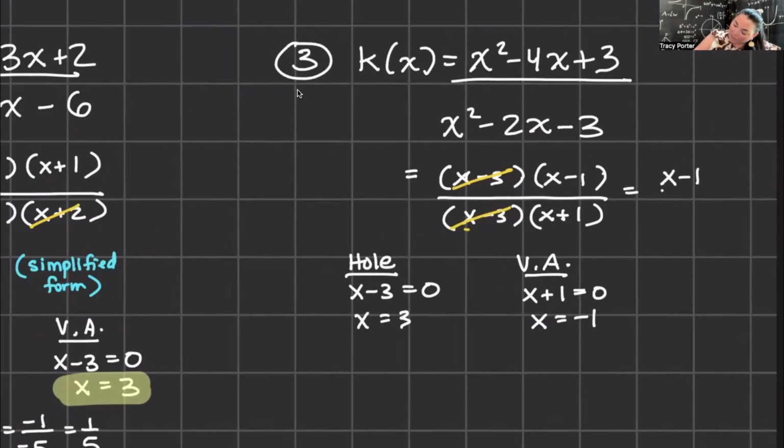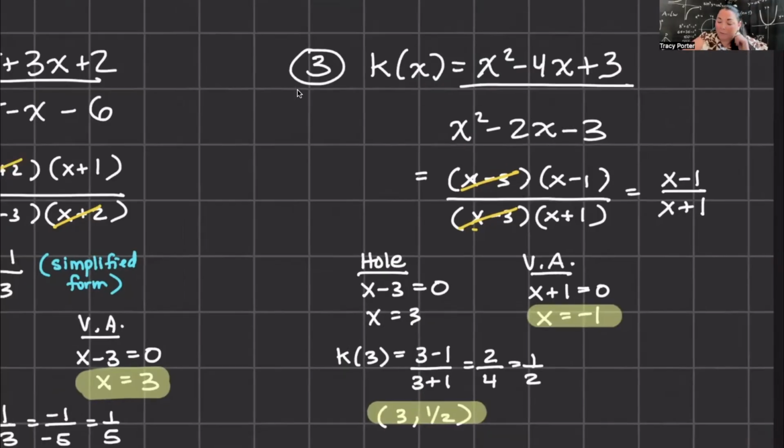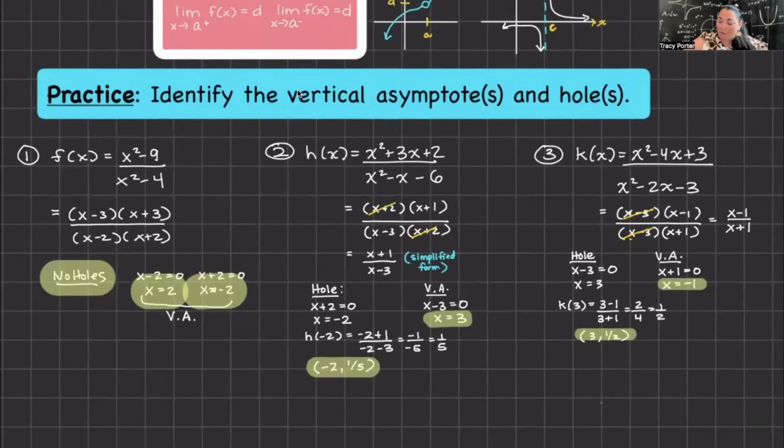Now, simplify this a little further. Your simplified form is over there. So we need to get the y-coordinate of the hole. So we can say k of 3 is going to be 3 minus 1 over 3 plus 1, which is 2 over 4, or 1/2. So our hole is going to be at 3, 1/2, and our vertical asymptote is going to be at x equals negative 1. So this is just an overview of how to find the holes and the vertical asymptotes.